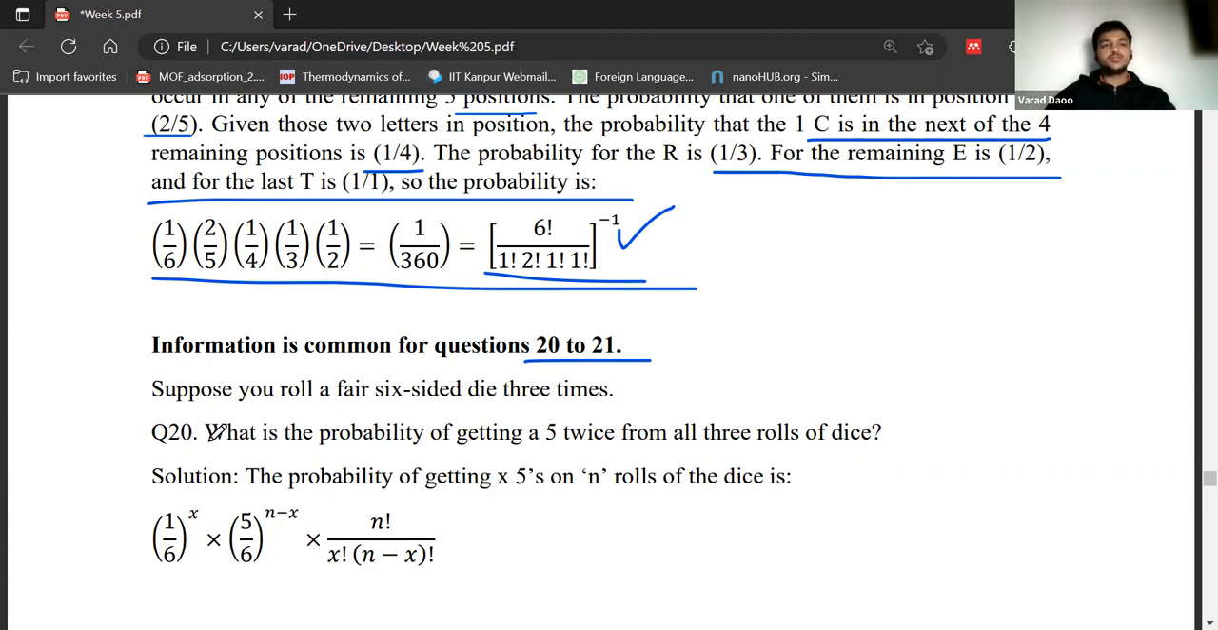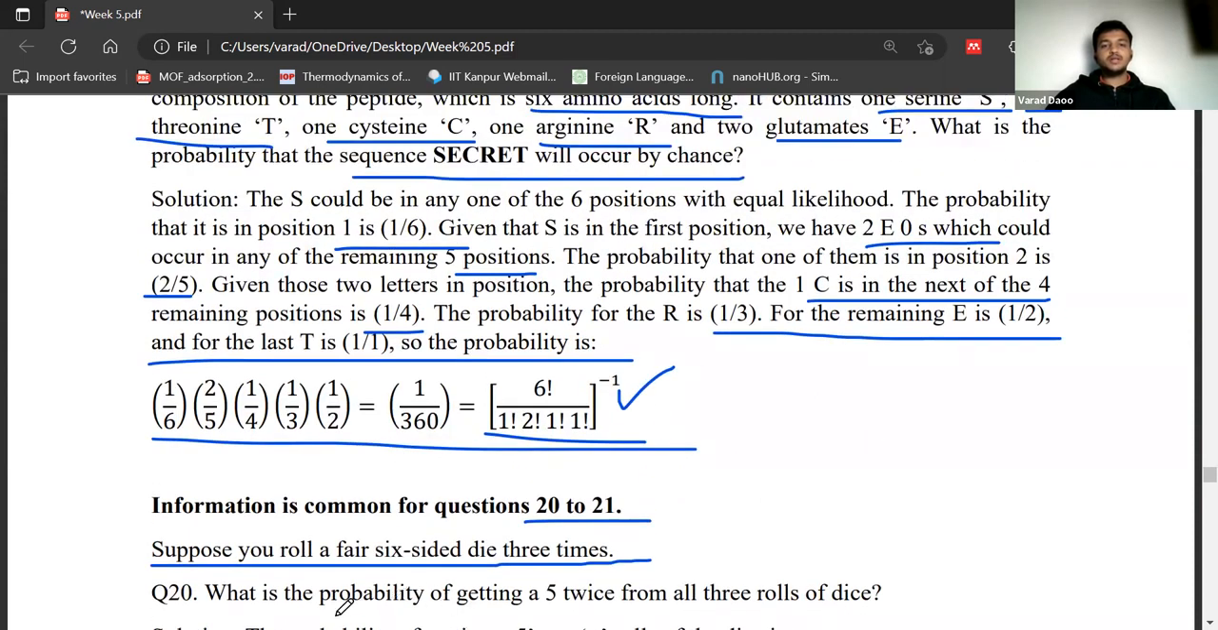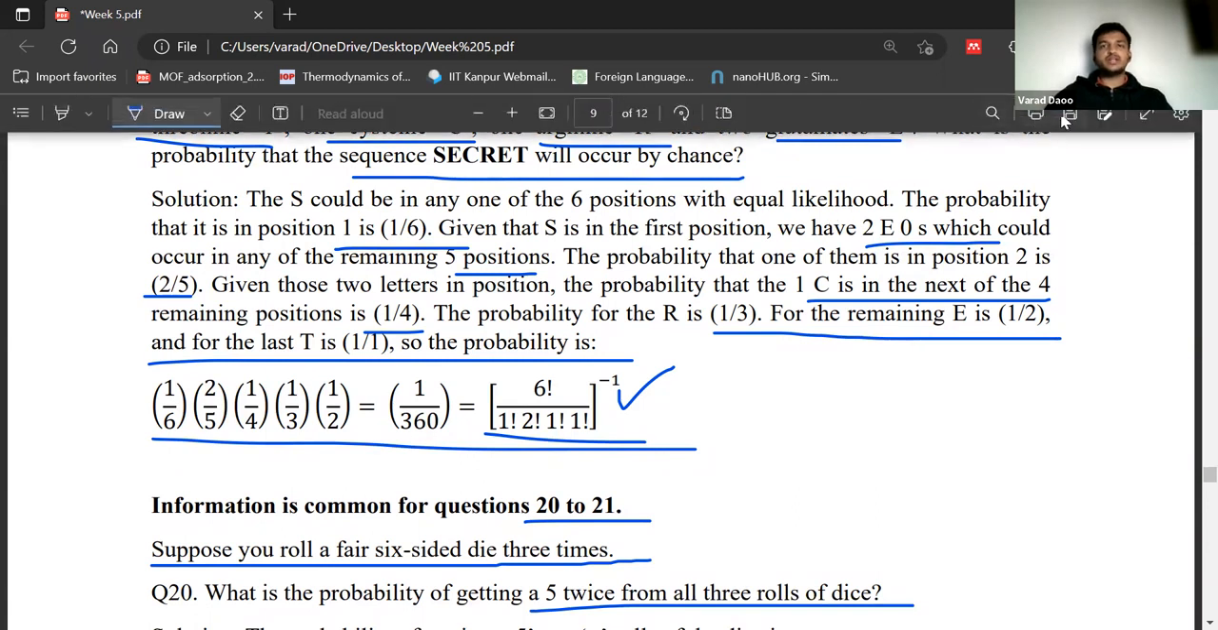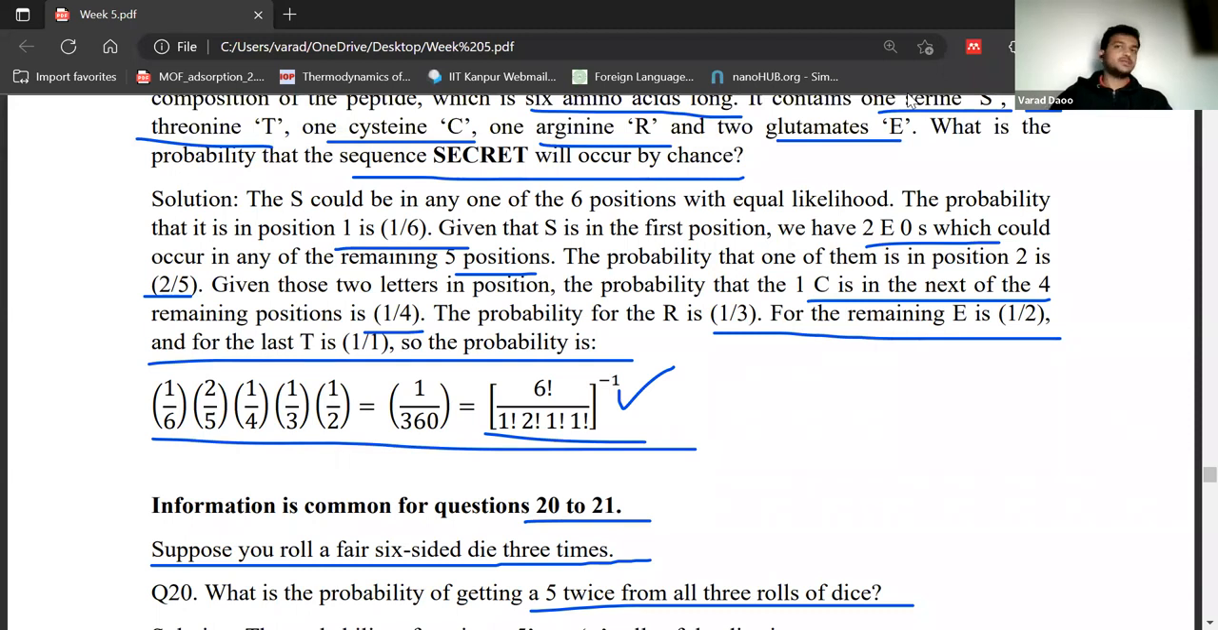Question number 20: suppose you roll a six-sided die 3 times. What is the probability of getting a 5 twice from all 3 rolls of the die? This is a fairly easy question, right? So I'll give you a couple of minutes to solve it, and then I'll explain.